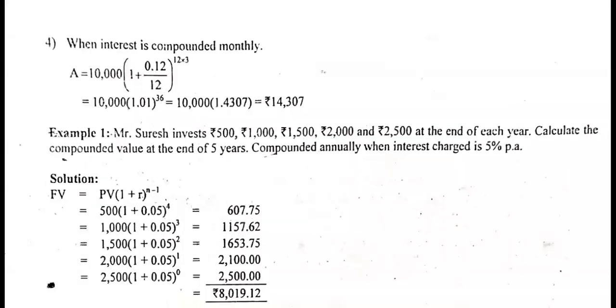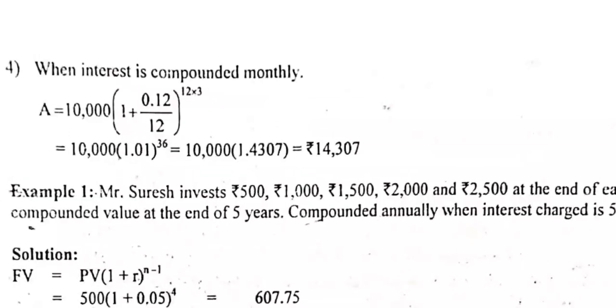When interest is compounded monthly, A equals 10,000 into bracket 1 plus 0.12, which is the interest, divided by 12, since monthly means 12 months in the year. The bracket is raised to M, that is 12, into the number of years, 3. So 10,000 into 0.12 divided by 12 plus 1 gives you 1.01 raised to 36.